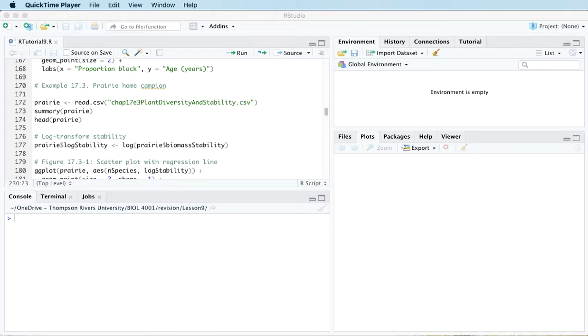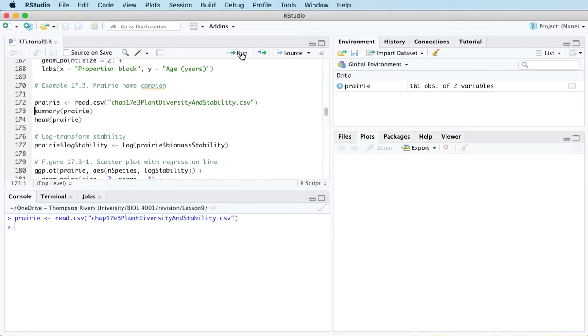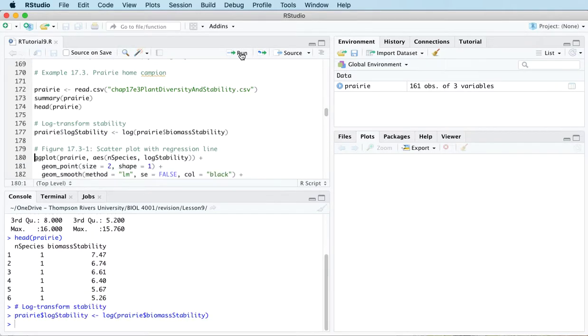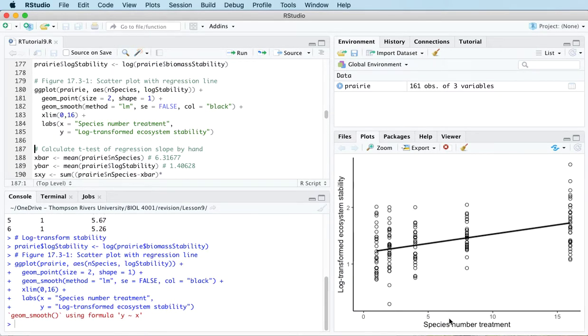In this video, we're going to think about the slope parameter in simple linear regression. And we're going to use a different example in this video. So this is an experiment where they measured 161 plots. The researchers measured 161 plots over a 10-year period, and they looked at the stability of plant biomass production. And that's what the response variable is here for these plots.